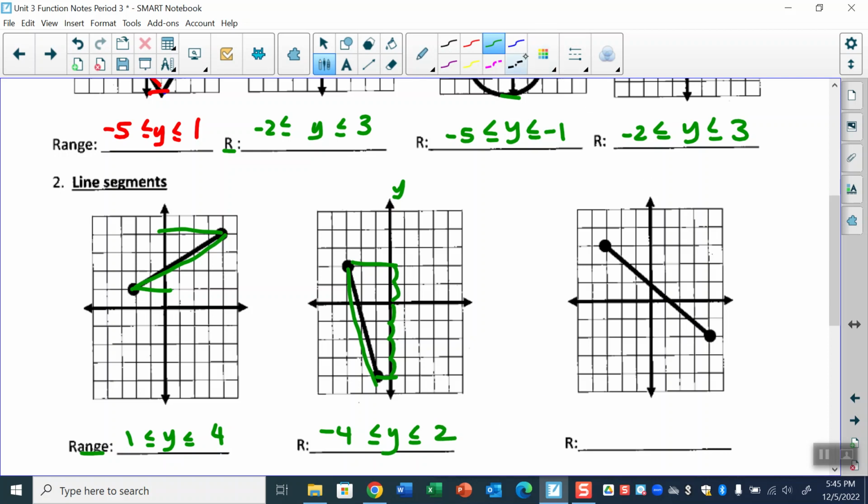All right, so let's change our color here. So blue, and again I've got y. So -2 is less than or equal to y, and y is less than or equal to 1, 2, 3.